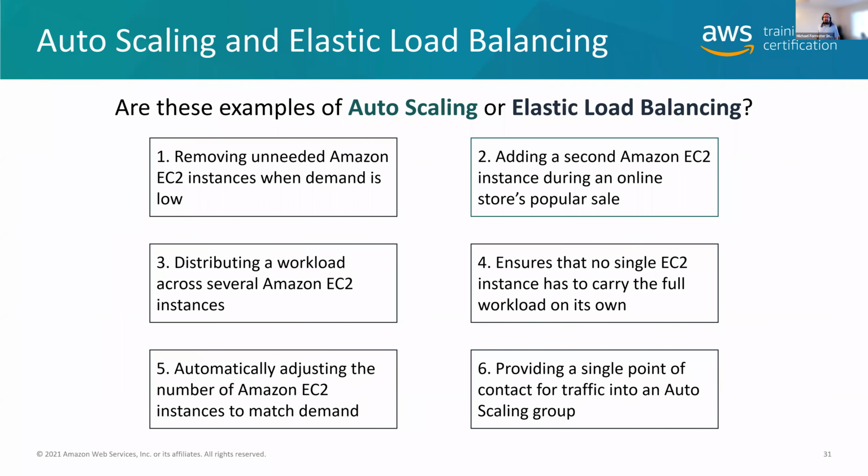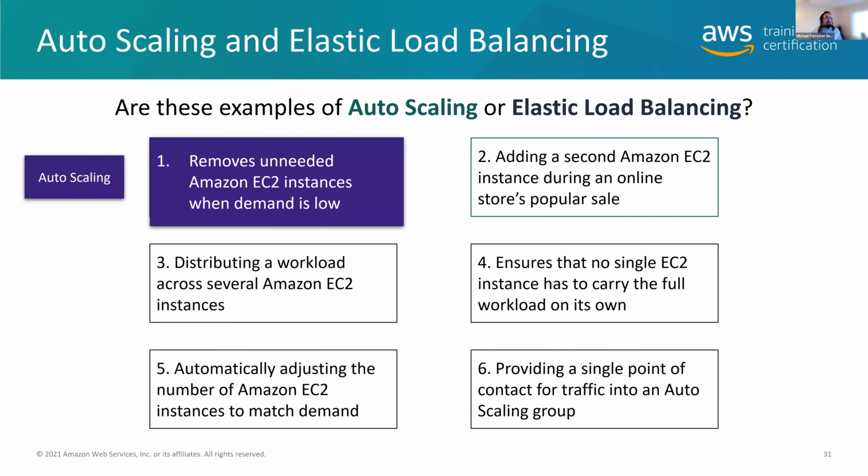Now, that being said, number one, removing unneeded Amazon EC2 instances when demand is low, is that the function of auto scaling, which you can shorthand to AS, or is it the function of an ELB, the elastic load balancer? Who's responsible for removing unneeded EC2 instances when the demand is low? That's right, auto scaling.